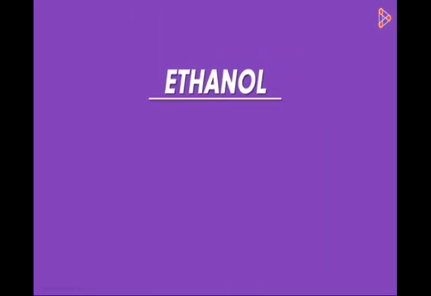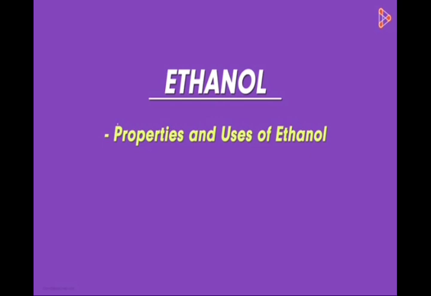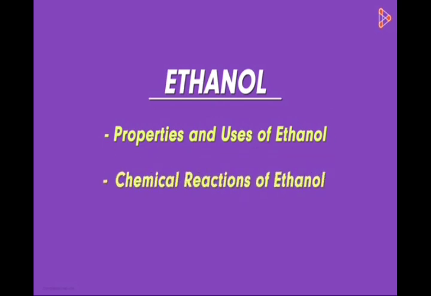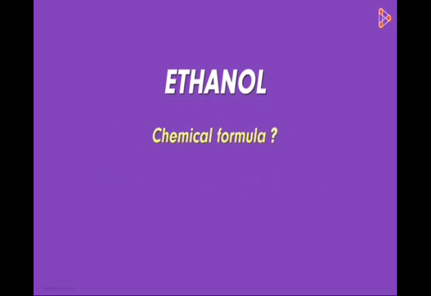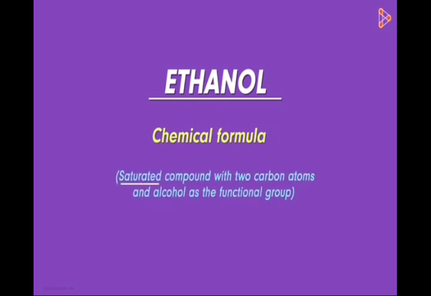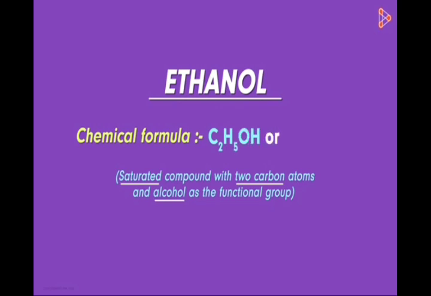The first is ethanol. First, let us learn the properties and uses of ethanol. What is the chemical formula of ethanol? You can see that it is a saturated hydrocarbon derivative with 2 carbon atoms and alcohol as the functional group. Look here, C2H5OH or CH3CH2OH.